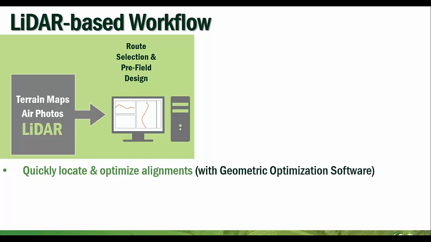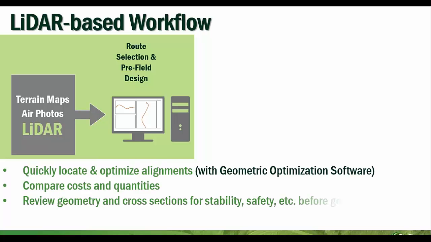But now with LiDAR, we're able to very quickly locate and optimize alignments using Softree Optimal, comparing our costs and quantities, and actually have a sense of what the geometry and cross-sections are going to look like for these potential roads. And I think I'm not doing a very good job talking to the ability to locate them, but we're able to very quickly compare what the costs and cross-sections are going to look like for a whole bunch of different alignments. And Dave's going to show you that today.